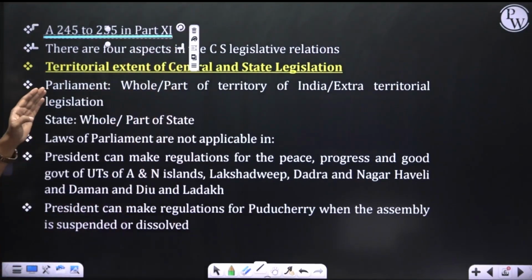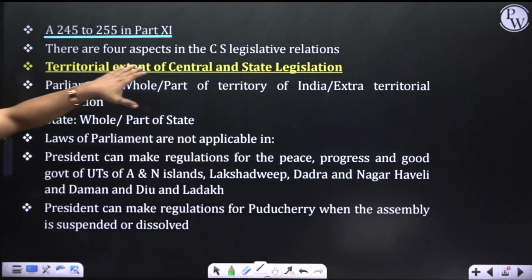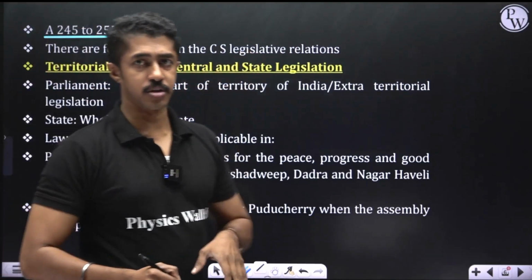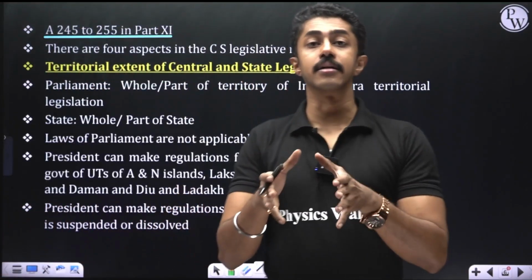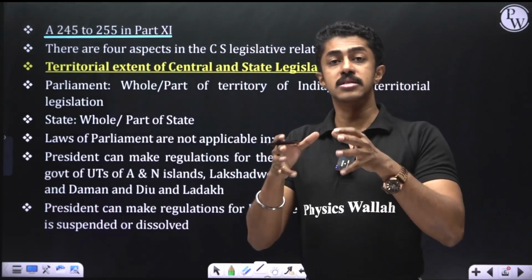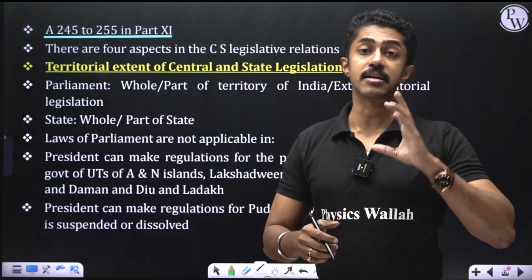There are four aspects in the central state legislative functions. The first one being territorial extent of central and state legislation. Like, what is the territory? How far can the state frame a law? How far can the center frame a law?